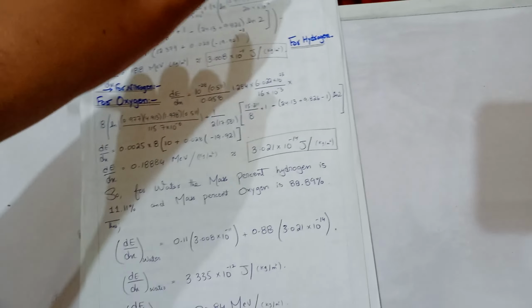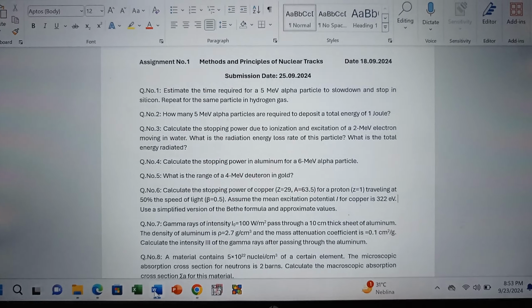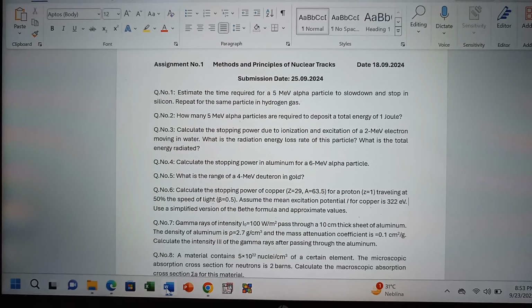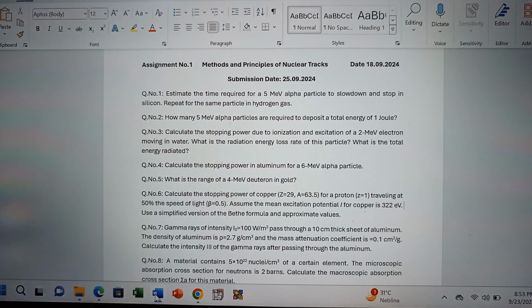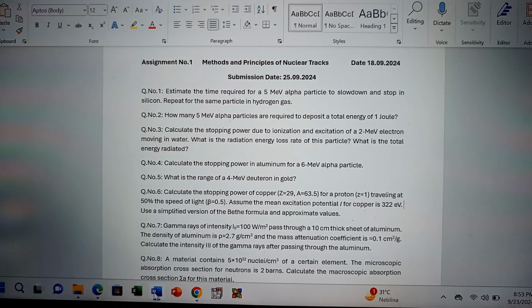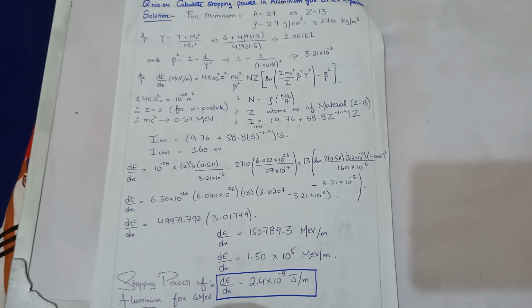So this is our problem number 3. So let's do our next problem, which is basically our fourth problem. Now we have to calculate the stopping power in aluminium for a 6 mega electron volt alpha particle. The same thing, you have to calculate the stopping power, but now in aluminium, and the energy is 6 mega electron volts and your particle is an alpha particle. So this is how you can calculate the stopping power in aluminium, okay, for a 6 mega electron volt alpha particle.